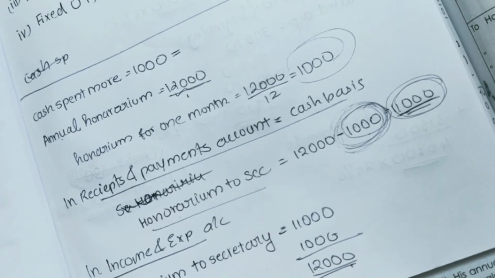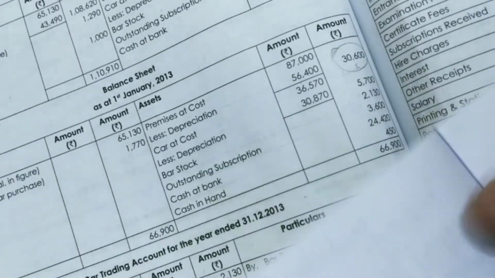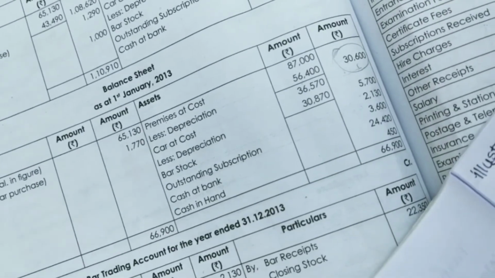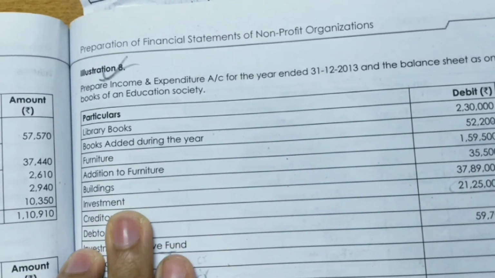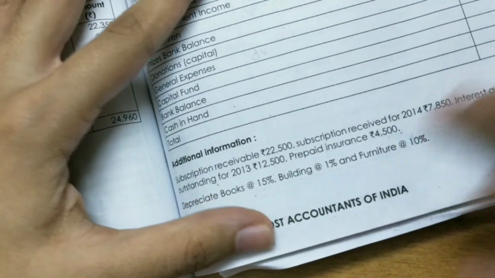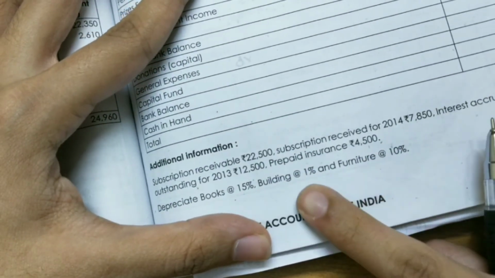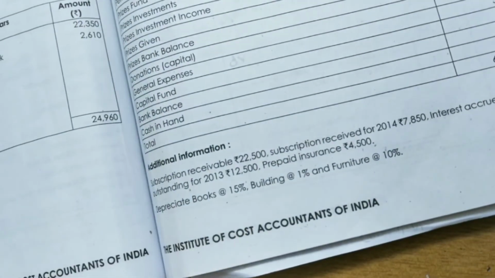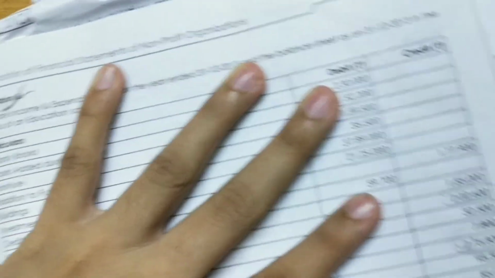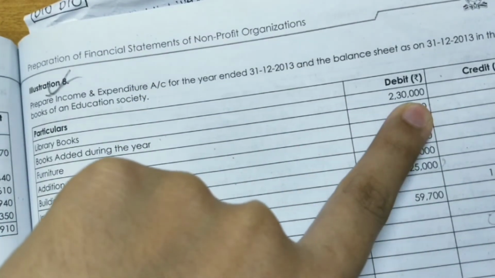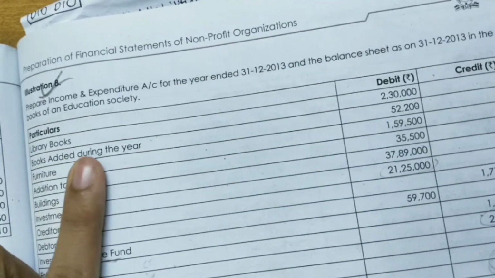Next we are going on to illustration 8. In illustration 8, you guys get confused. See, how did they calculate the amount of depreciation? It is actually easy. They have told us that there is depreciation for books, building and furniture, right? So first of all, let's look at the books, that is library books. Library books cost 2,30,000, and books added during the year 52,200, right?